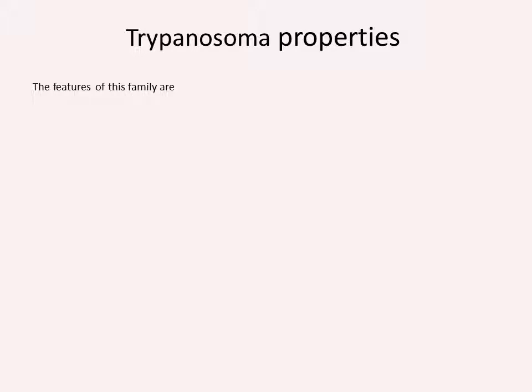Let's move to talk about Trypanosoma properties. The features of this family are: there are various forms developed during their life cycle. Also, there are 2 hosts involved in their life cycle. These are the reservoir host, which could be human or animals, and the vector host, always an insect.